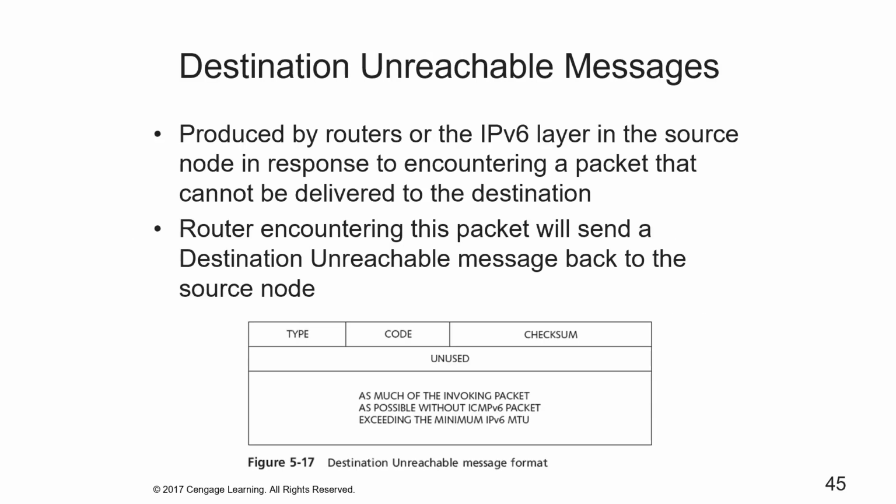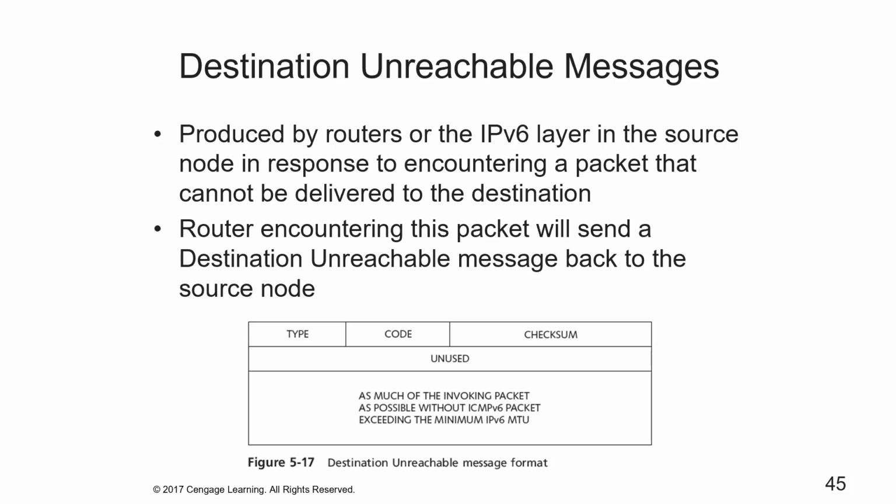So destination unreachable messages are produced by routers or the IPv6 layer in the source node in response to encountering a packet that cannot be delivered to the destination. And when a router encounters this packet, it sends the destination unreachable message back to the source node.